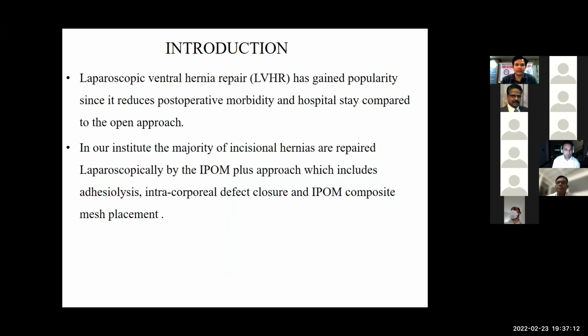Laparoscopic ventral hernia repair has gained popularity since it reduces the post-operative morbidity and hospital stay compared to the open approach. In our institute, the majority of the incision hernias are repaired laparoscopically by the IPOM plus approach, which includes adhesiolysis, intracorporeal defect closure and IPOM composite mesh placement.